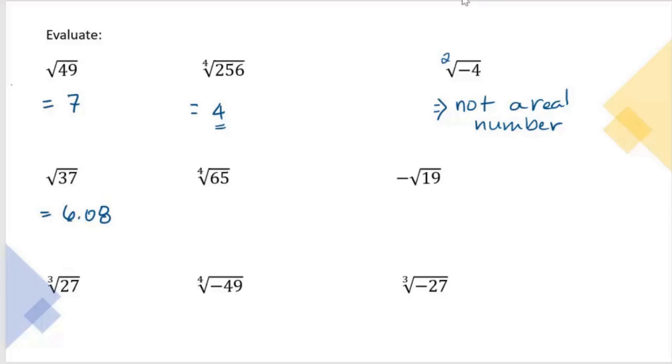Similarly, 65 does not have a fourth root that is a nice integer. It is not a perfect fourth. So now that you know how to put fourth roots into your calculator, you can try this one. You'll find the answer is 2.84.